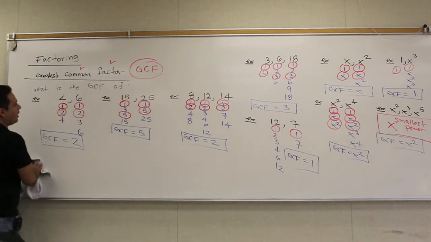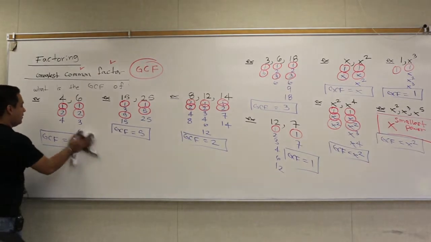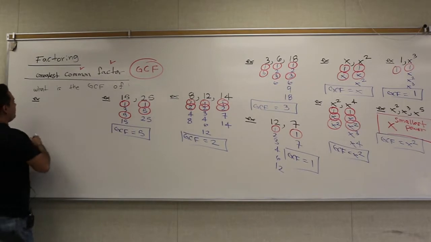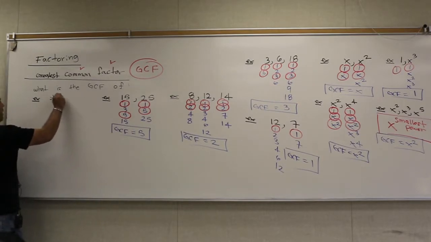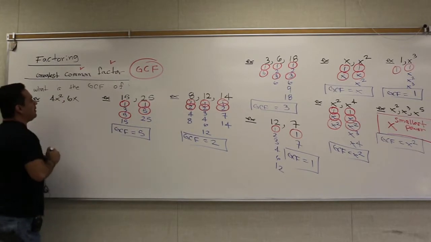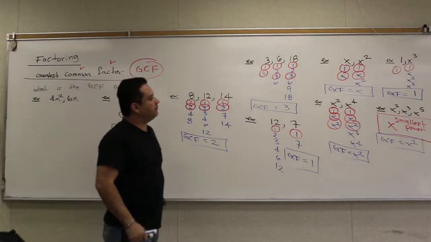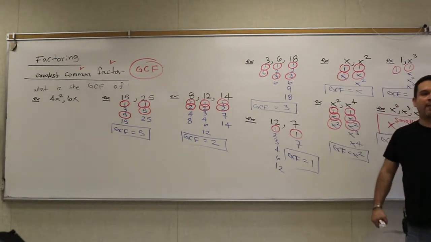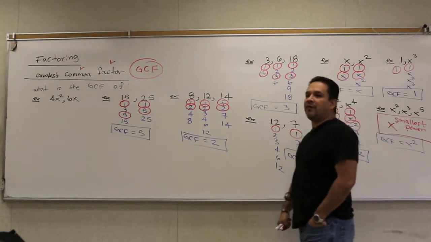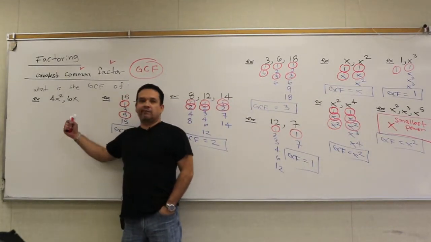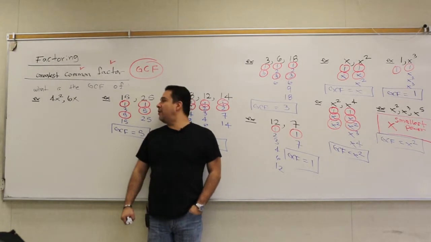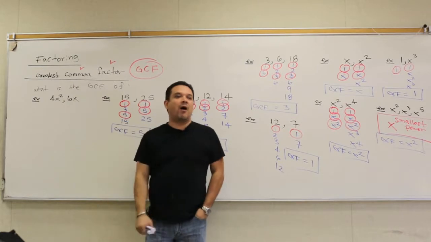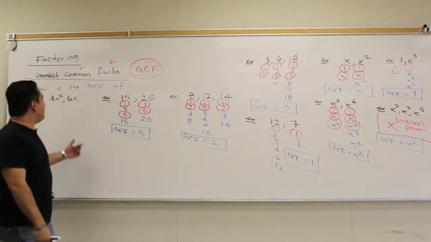And then, are you ready for this? Greatest common factor. Here's another example. 4x squared and 6x. How am I going to find the greatest common factor of these terms? In other words, what do you guys notice? You got numbers and letters. So how do you deduce the answer when you have numbers and letters?